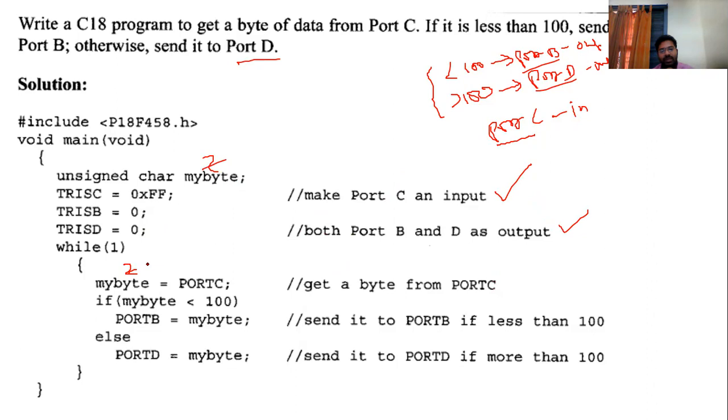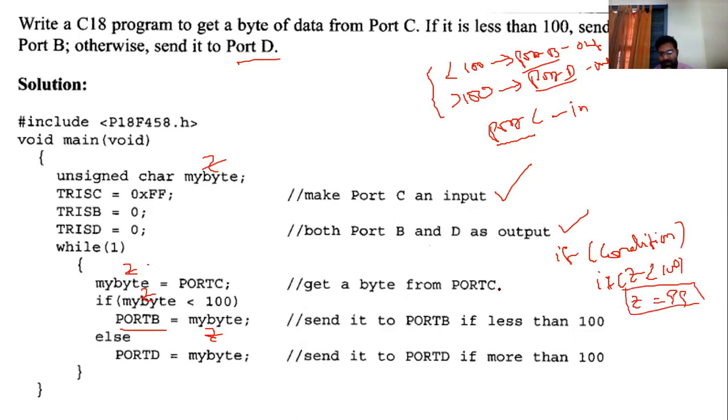For suppose this Z value is, see this, if Z value is less than 100, if statement, very easy. If is nothing but a condition only. If Z is less than 100, simply send the information to port B. That's why you write port B equals Z. So up to Z equal to 99 you can send the information to port B. Very easy. Otherwise, simply else.